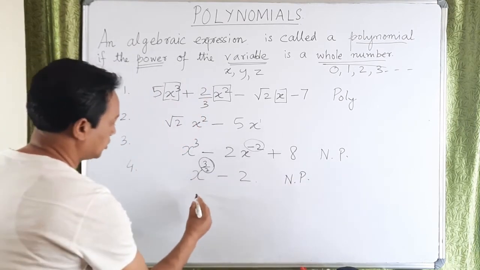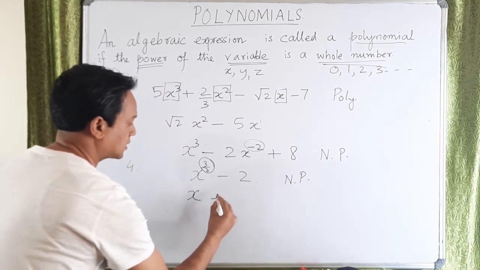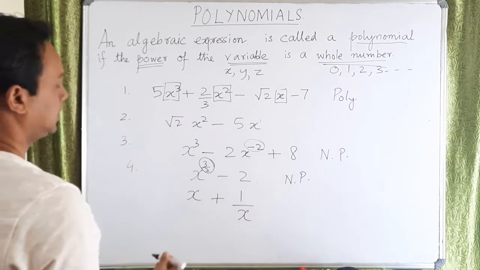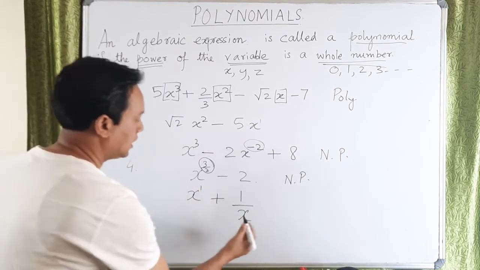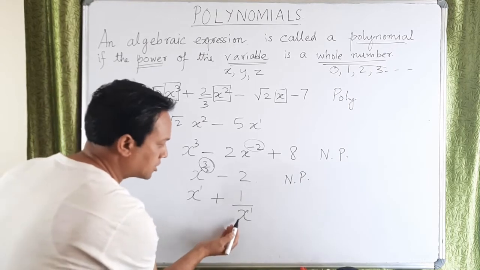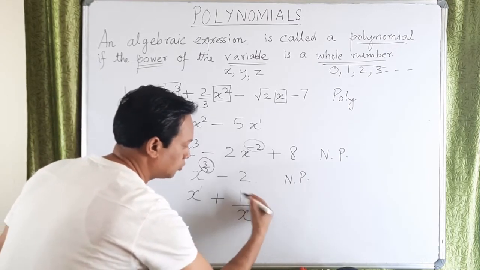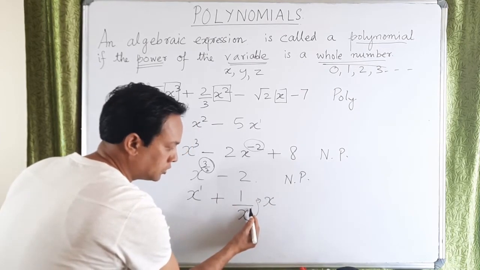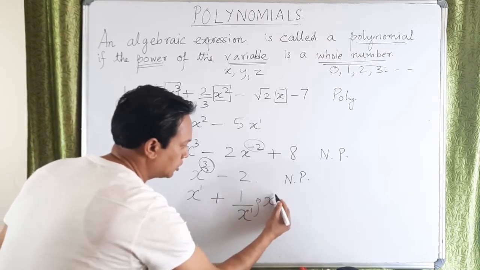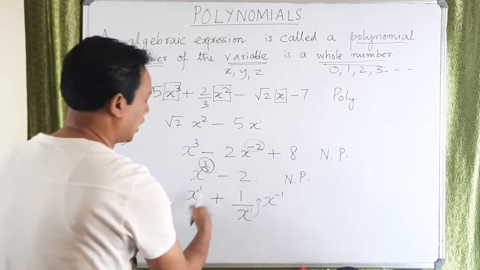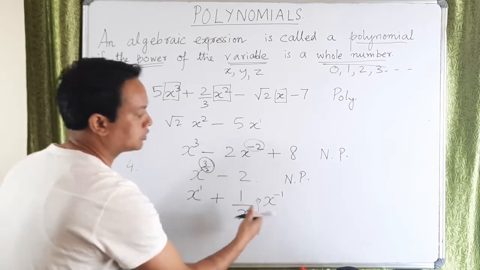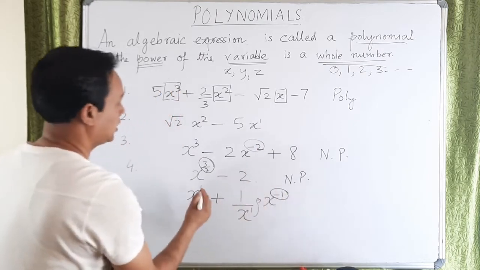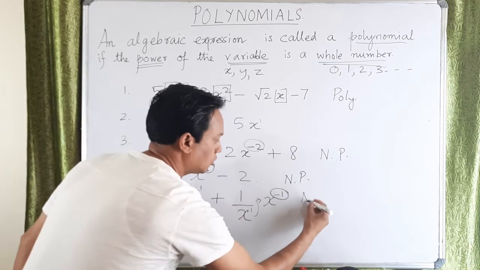Let me give another example. Say we have x plus 1 by x. What will happen in this case? Here the power is positive, fine. Here also the power is positive, but the problem is x is in the denominator. If it comes to the numerator, we know that when we take this to the numerator, the sign of the power will change. Here it's plus 1, so it will become minus 1 in the numerator. So we have to look at the variable only in the numerator. In the numerator, the power is negative, so it's not a whole number. This one is a whole number, but this is not. So this is also not a polynomial.